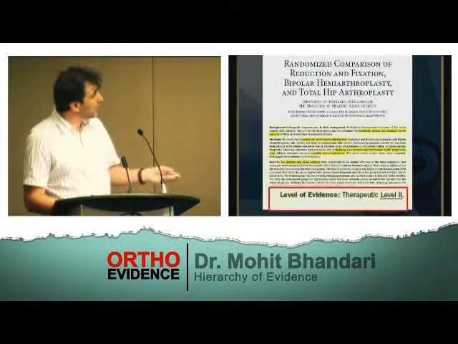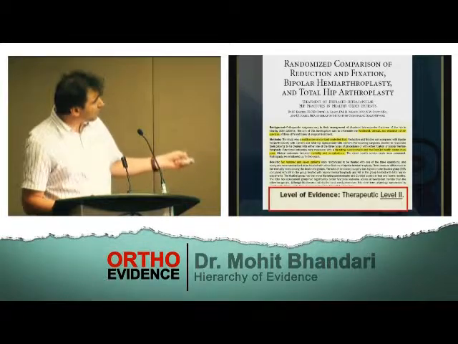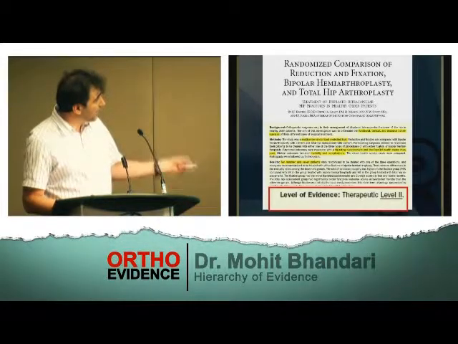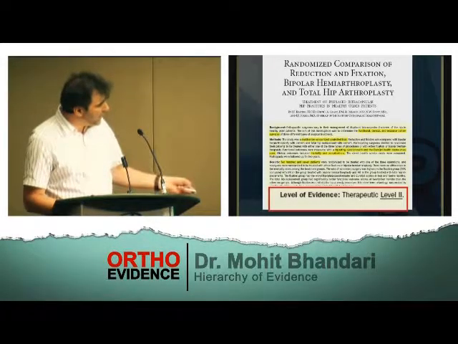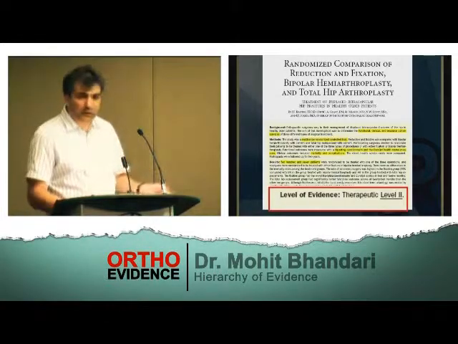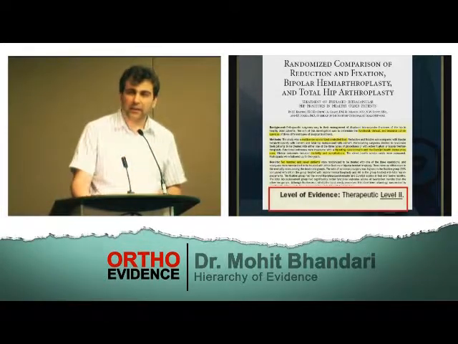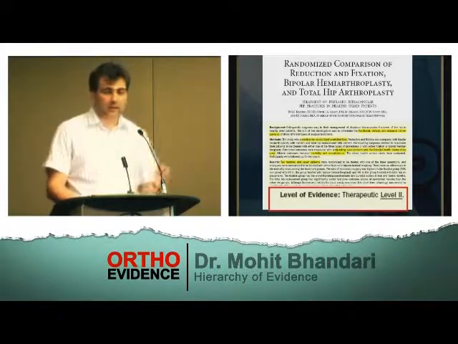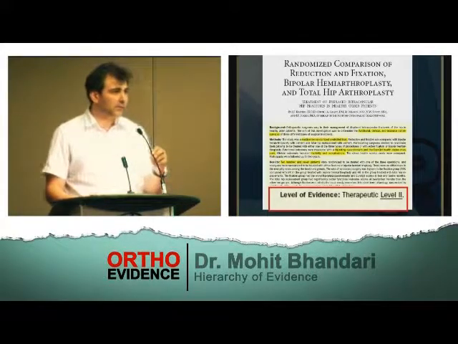So here's an example of a study that was done. A very good study, and it's published in a top journal, and it's written here as therapeutic level 2. So the journal actually published it as a level 2 study, but it's a randomized trial. So why did that happen? Did they get it wrong?